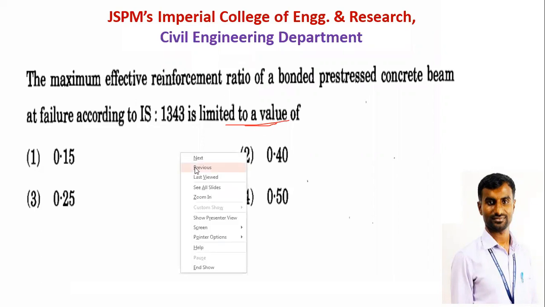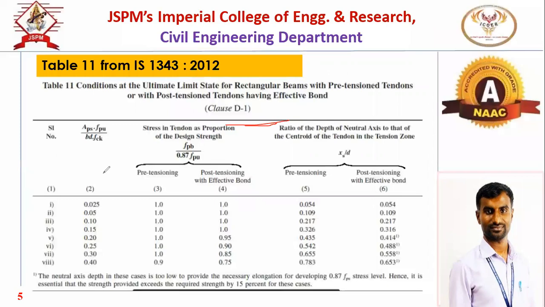Now we will go back to the table. After seeing this table, what is the value of the maximum reinforcement ratio? See the table. This is the reinforcement ratio: 0.4. Yes, 0.40 or 0.4. So this is the maximum value.